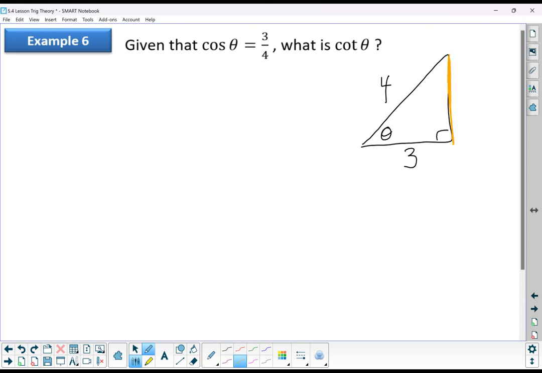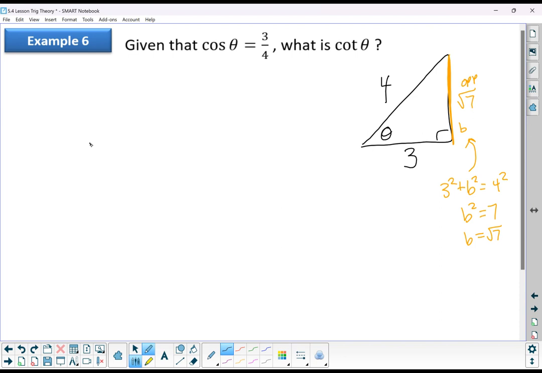So to calculate this opposite side from theta, I'm going to call it b. So we would do 3 squared plus b squared is equal to 4 squared. That means b squared is 7 because we're doing 16 minus 9. And that means b is root 7. So our opposite side is root 7.